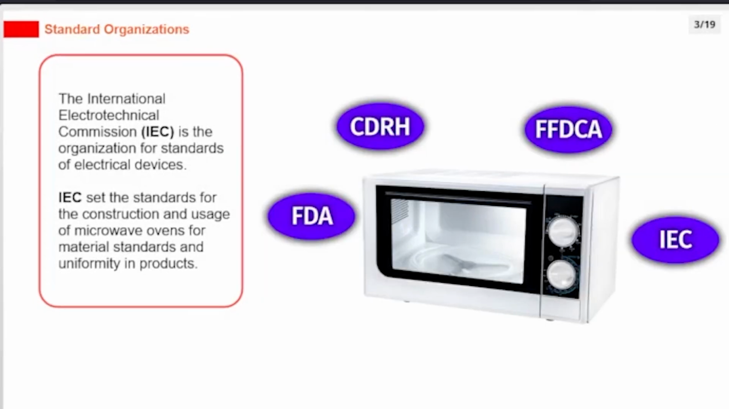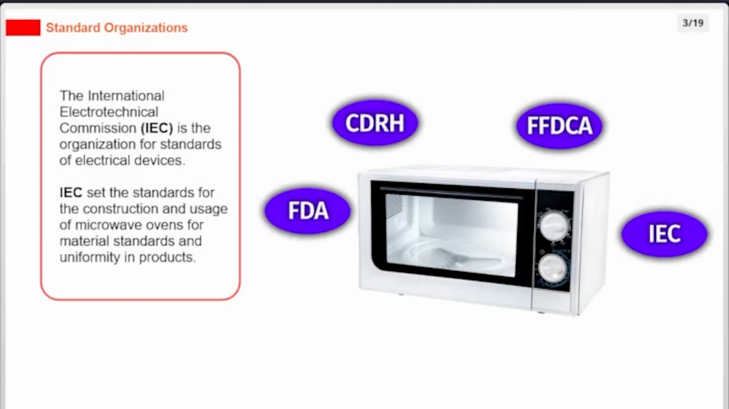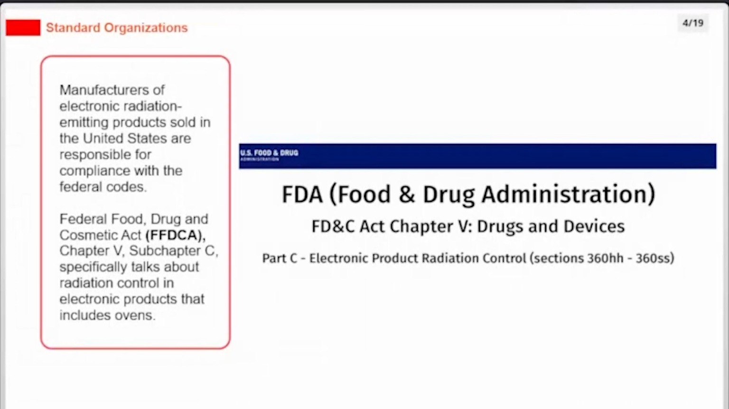The International Electrotechnical Commission, IEC, is the organization for standards of electrical devices. IEC set the standards for the construction and usage of microwave ovens for material standards and uniformity in products. Manufacturers of electronic radiation-emitting products sold in the United States are responsible for compliance with the federal codes. Federal Food, Drug and Cosmetic Act, FFCA, Chapter 5, Subchapter C, specifically talks about radiation control in electronic products that includes ovens.